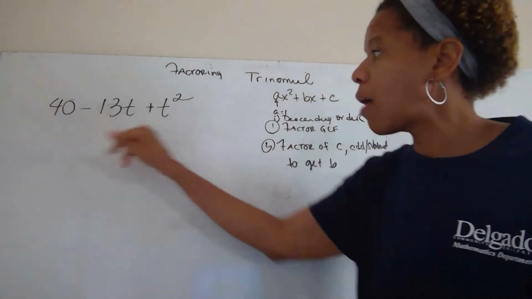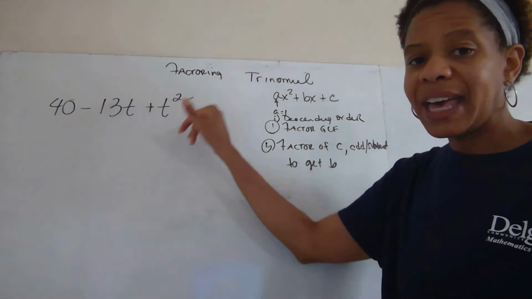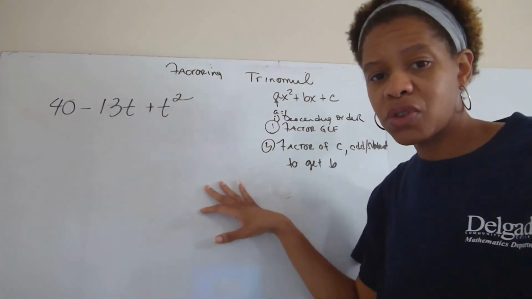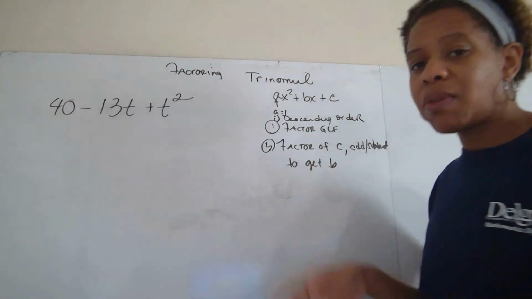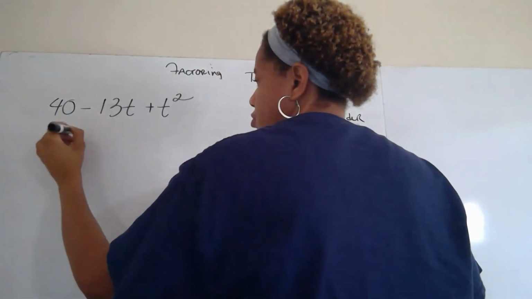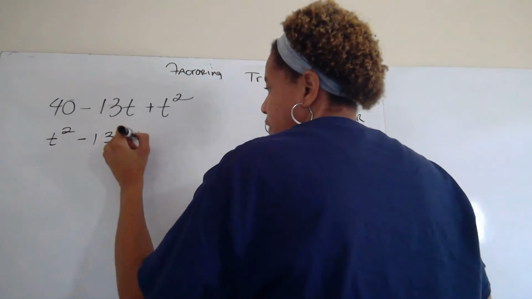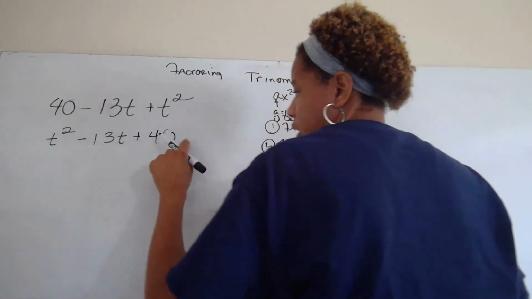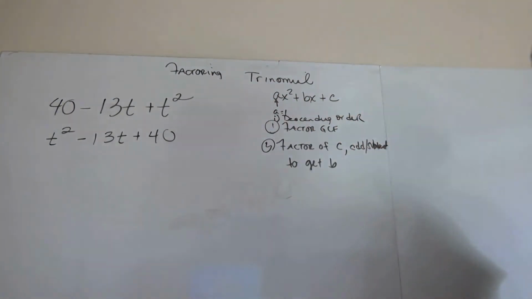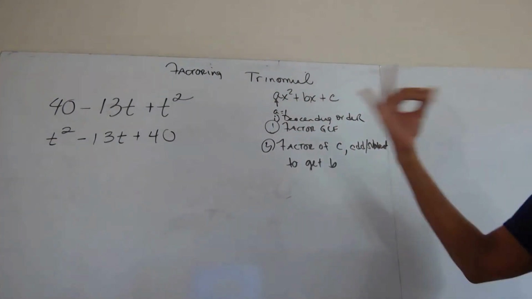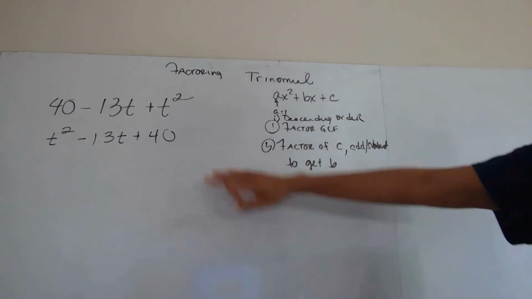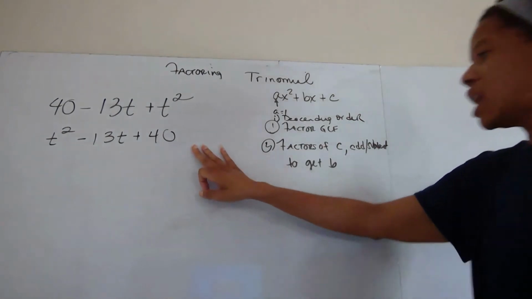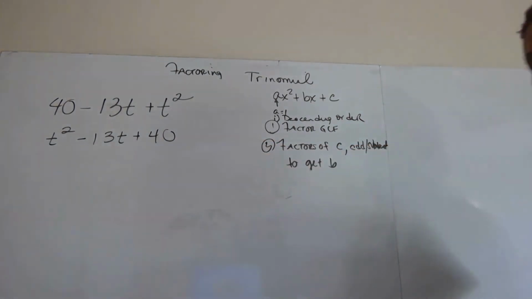So when I look at this problem, you always want the term with the largest exponent to be first. So descending order, I'm going to rewrite this problem. The exponent values should count down: t squared, t to the 1, no t at all, right? So I have it in descending order. There's no greatest common factor. So now what do I do? Factors of c that can add or subtract to create a 13.